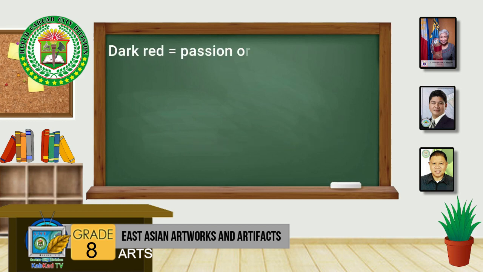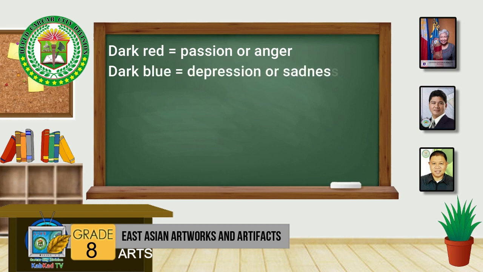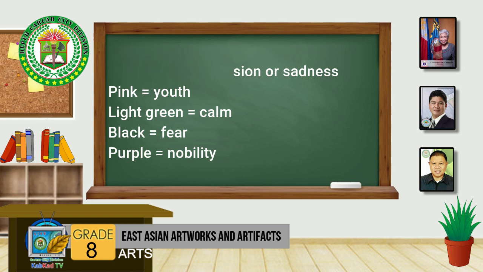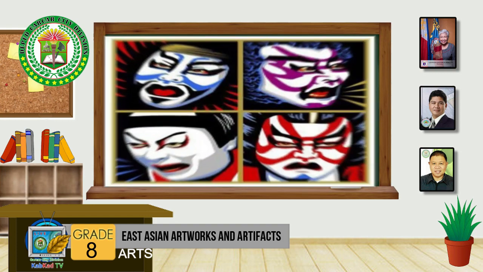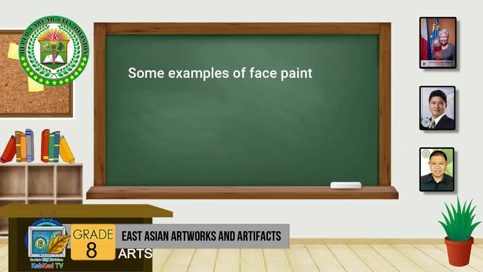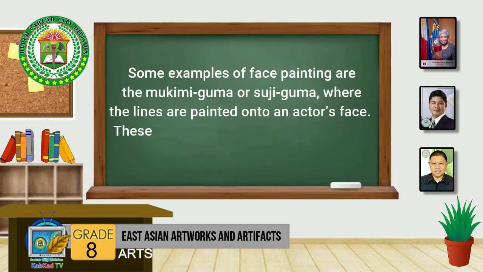Dark red represents passion or anger. Dark blue represents depression or sadness. Pink represents youth. Light green represents calm. Black represents fear. And purple represents nobility. Some examples of face painting are the Mokimi-guma, where the lines are painted onto an actor's face. These are then smudged to soften them.